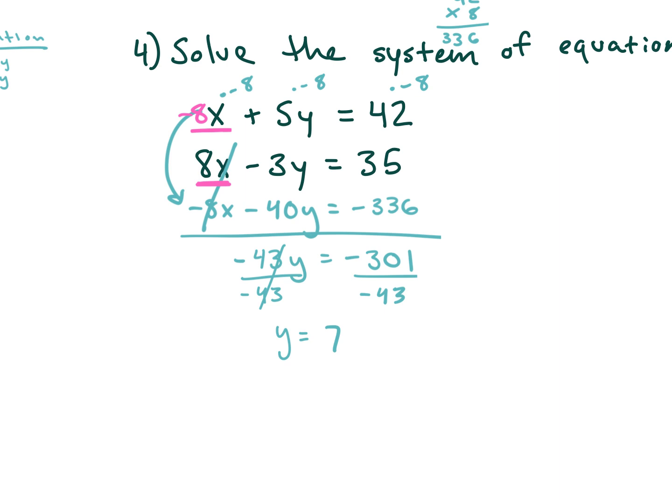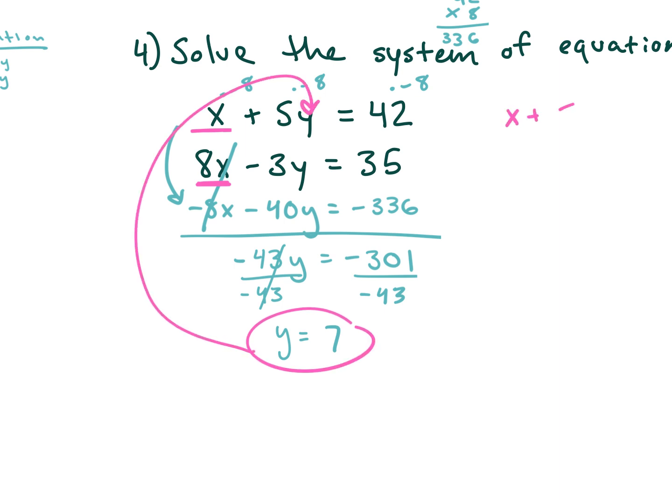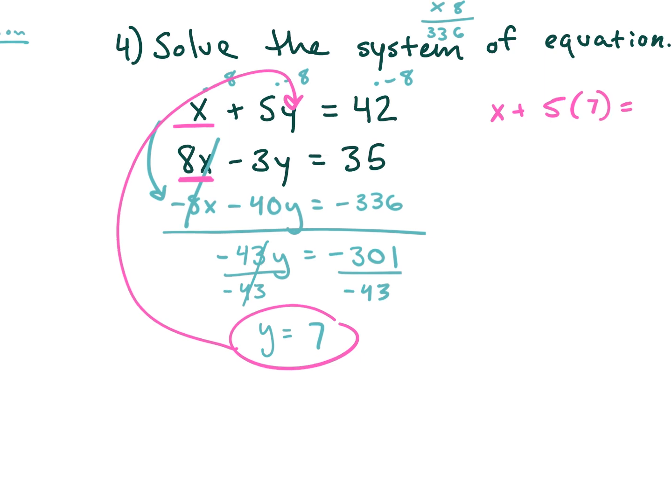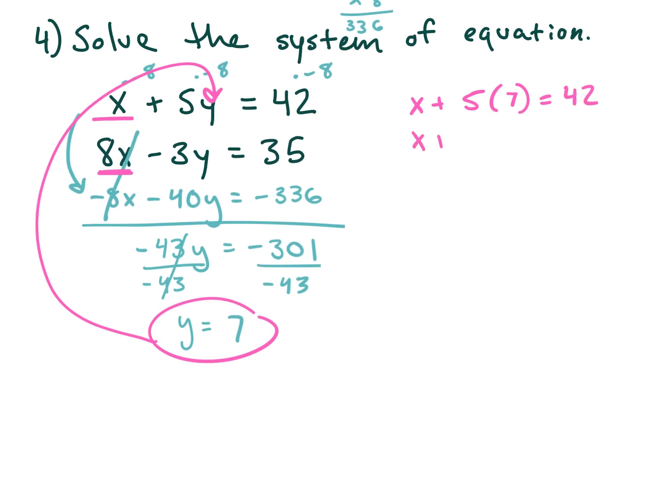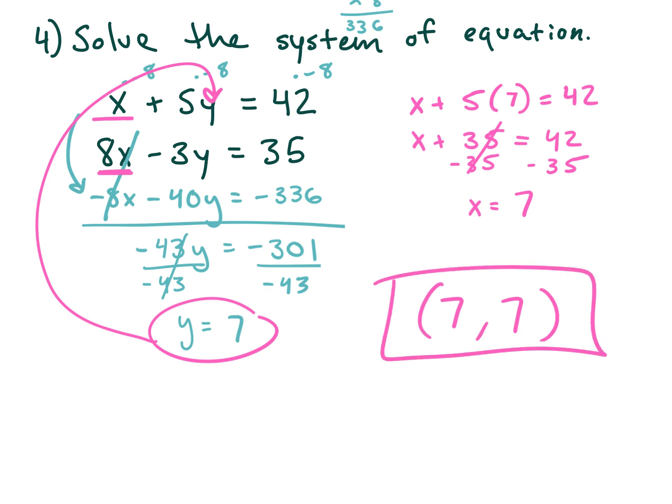All right, so we found what y equals. How do we find what x equals? Plug in 7. Do we want to plug it into the first equation or the second? The first one. Let's plug it into the first one. But we just have to make sure we're plugging it into y, since it's what y equals. So we have x plus 5 times 7 equals 42. X plus 35 equals 42. Subtract 35 on both sides. So x is equal to what? 7. How would we write our answer? 7, 7. It has to be written like an ordered pair.